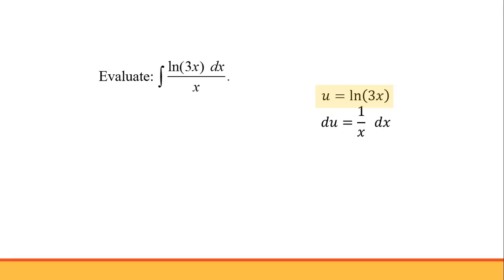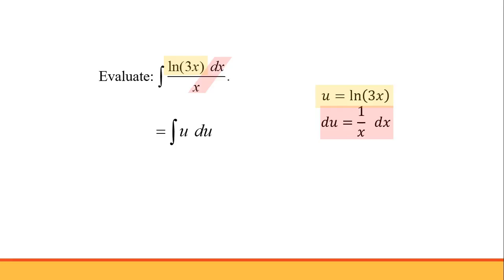So now let's see if we've got those pieces inside our integral. u is the same thing as the natural log of 3x. So we've got that piece. And du is the same thing as 1 over x dx. And that's exactly what this is. Dx over x is the same thing as 1 over x dx. So when we substitute, the natural log of 3x becomes a u. Dx over x becomes du.